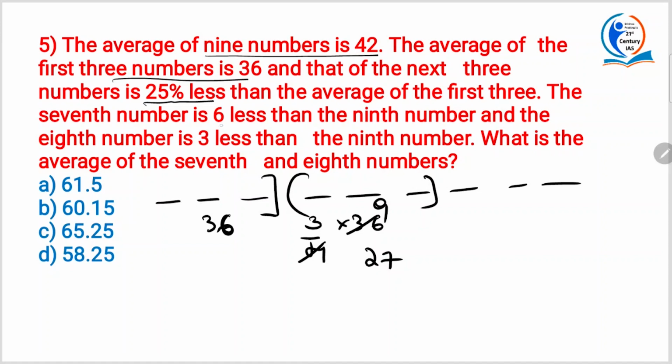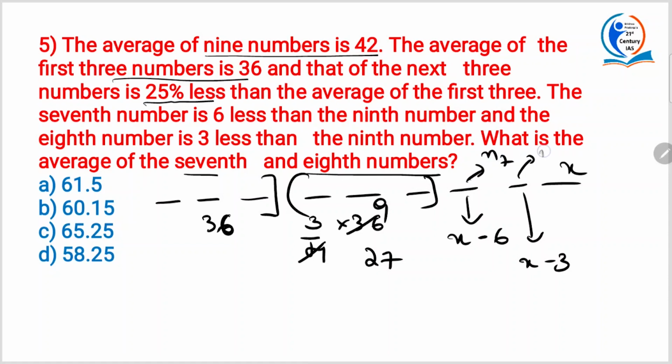Okay, the 7th number is 6 less than the 9th number. The 7th number, if you take the 9th as x, it will become x minus 6. And 8th number is 3 less than the 9th number, which means x minus 3. What is the average of 7th and 8th numbers? Okay, now they're asking you the average of x minus 6 plus x minus 3 by 2. Okay, so let these be number 7, n7 and n8.